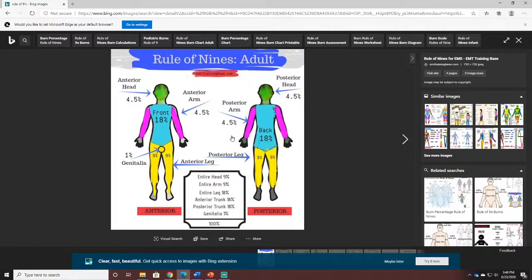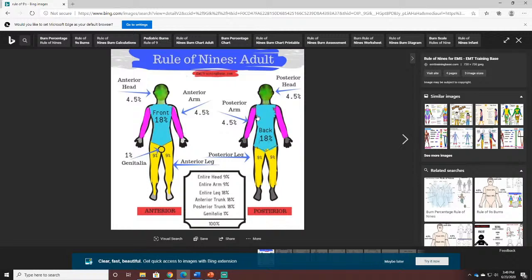Each region of the body is worth roughly 9%. So the anterior arm and the posterior arm are worth 4.5% each. So the entire arm is worth 9%. Each leg, front or back, is worth 9%, so for a total of 18%. All right, and so this is used to estimate how much of the body has been covered by wounds, and then we use that number to figure out how much fluid to administer.